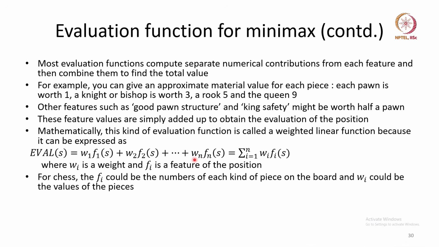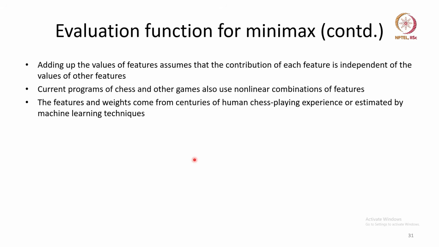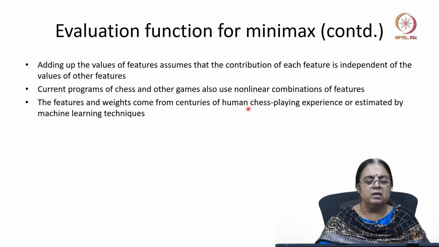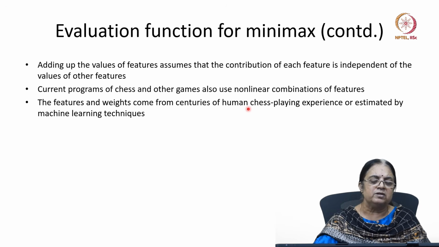The features and weights come from centuries of human chess playing experience. You can either do it from experience or you can estimate it using machine learning techniques. So you use some old games which were played, and use machine learning techniques to come up with the estimates. Like we said, iterative deepening can also be used with move ordering, and there are some more things, sophisticated cutoff tests.